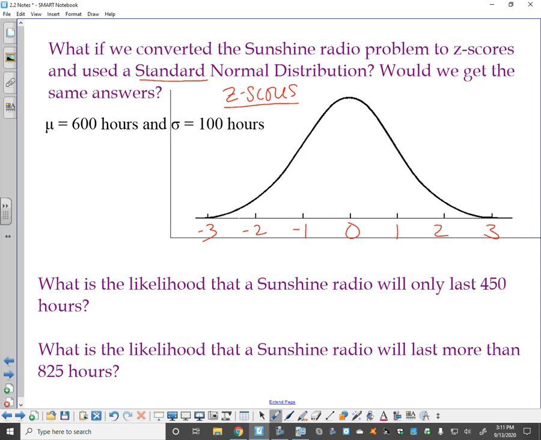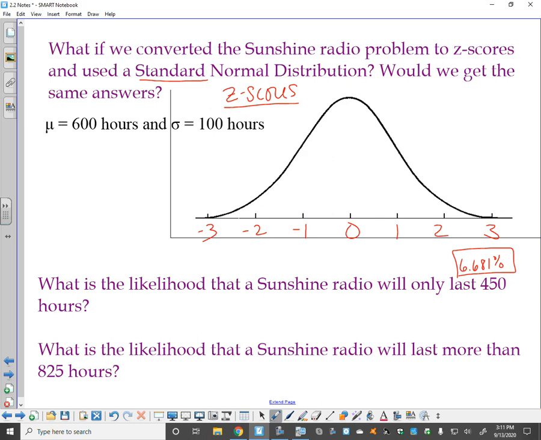Okay, so now it says, what is the likelihood that a Sunshine Radio will only last 450 hours? Well, if I look back to where we've already done that one, I got 6.681%. So what I want to show you is that if you can use z-scores, you will get the same answer. Now, normally as mathematicians, we don't really care that there are two ways to do something. You show me a way and it will work all the time, then that's the way I'm going to do it. But in statistics, sometimes it is more beneficial to use a z-score instead of the raw data.